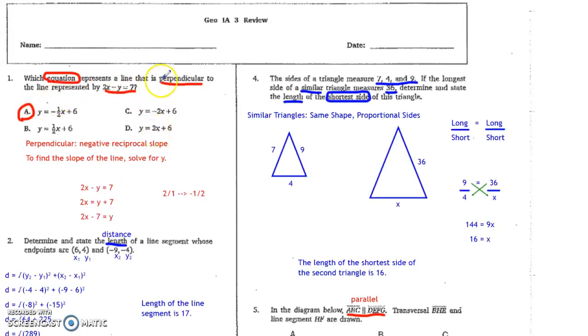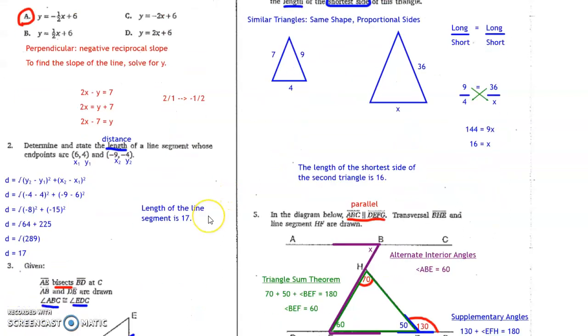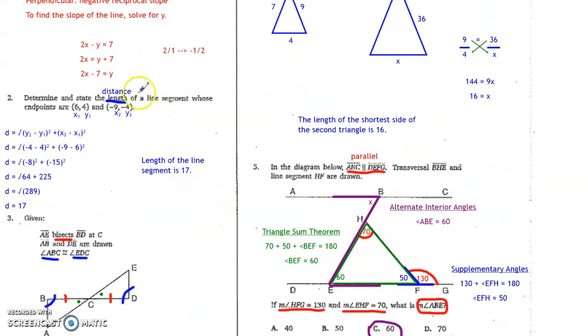In this first question, it talks about perpendicular lines having negative reciprocal slopes, which means I need to find the slope of this line. We solve for y, set it into y equals mx plus b format, or in this case, mx plus b equals y format. We get the slope of 2, which is the same as 2 over 1. We flip it and change its sign because that's what negative reciprocal slope asks us to do. That means negative 1/2.